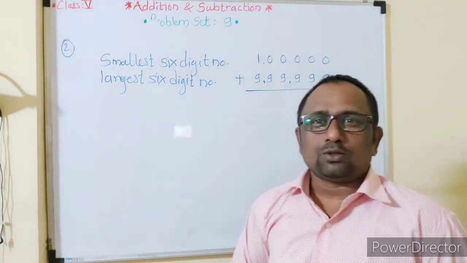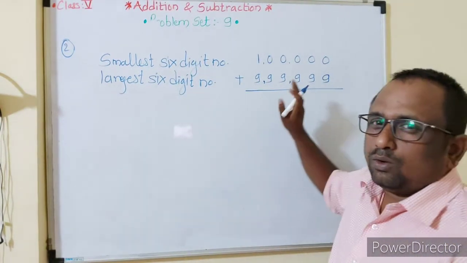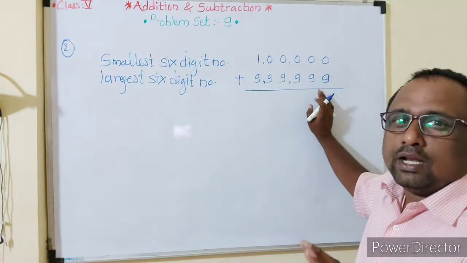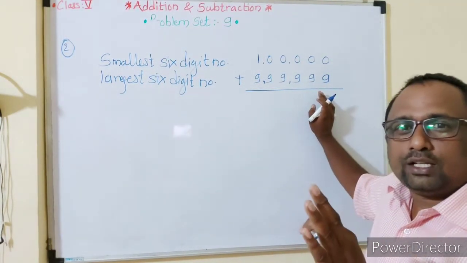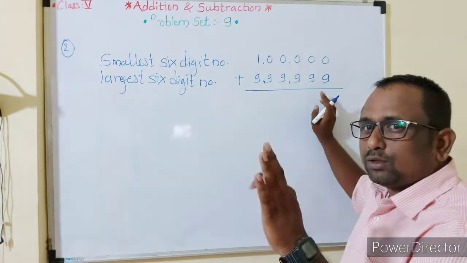You are very brilliant students. You can add this, but only this example I will do the addition. The next examples I will write only. You have to do the addition for homework. These remaining examples you have to solve.